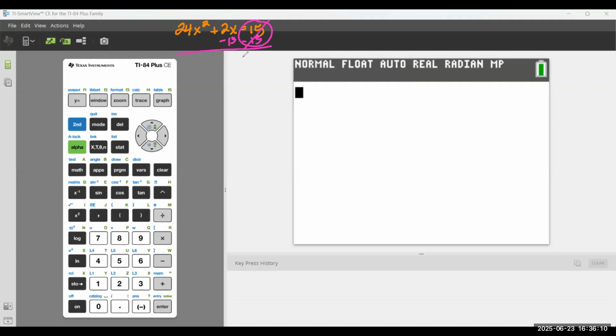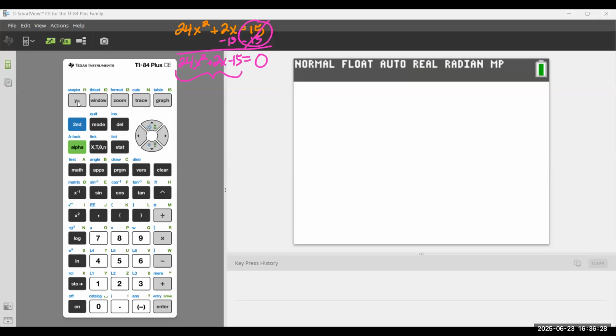That makes a 0 pair on the right. And then on the left, we have 24x squared plus 2x and then minus 15. And now I'm able to type this into my graphing calculator. Now, where do I type it in? That's the next question. Right here is y equals.